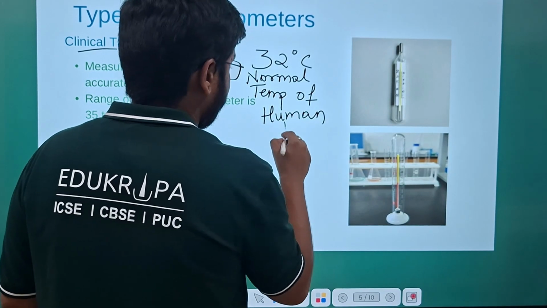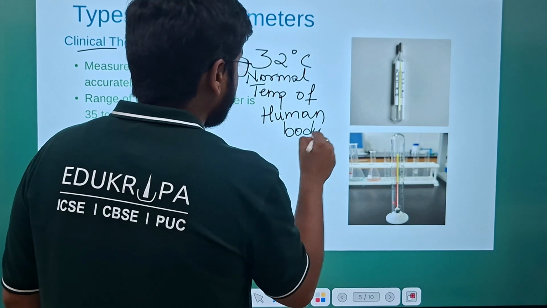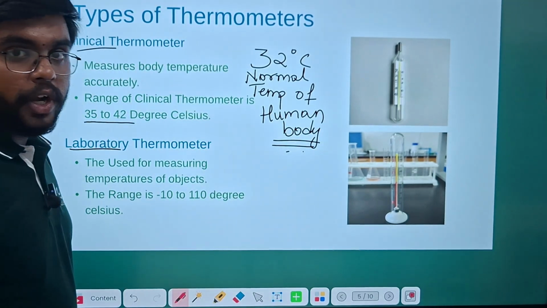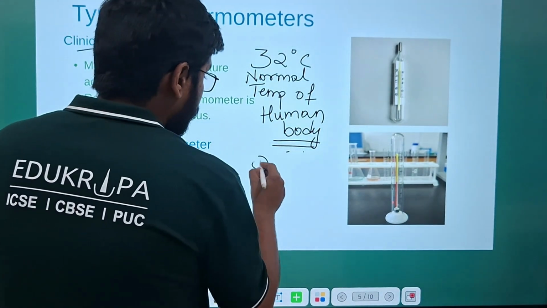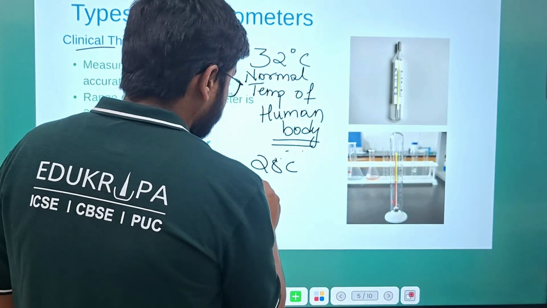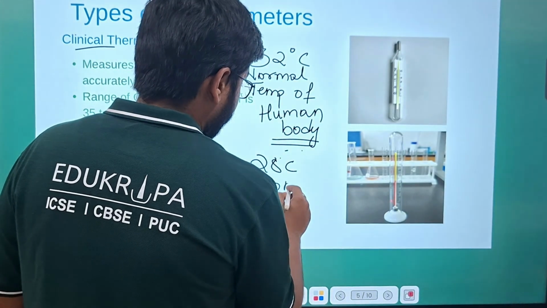of the human body. 32 degrees Celsius is the normal temperature of the human body. And one more thing, 28 degrees Celsius is the room temperature.